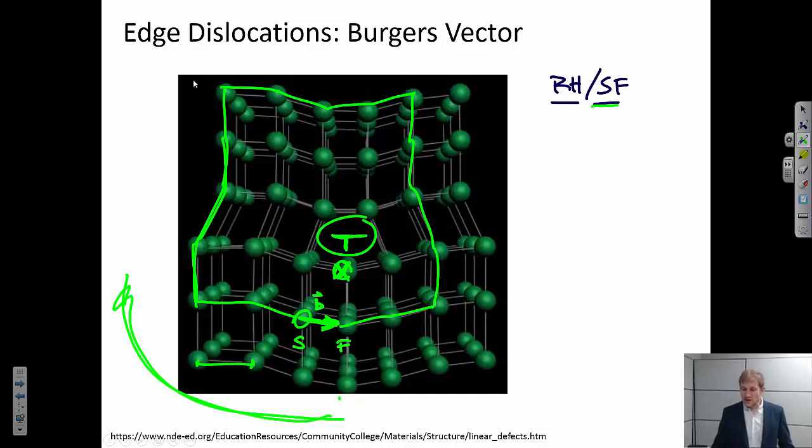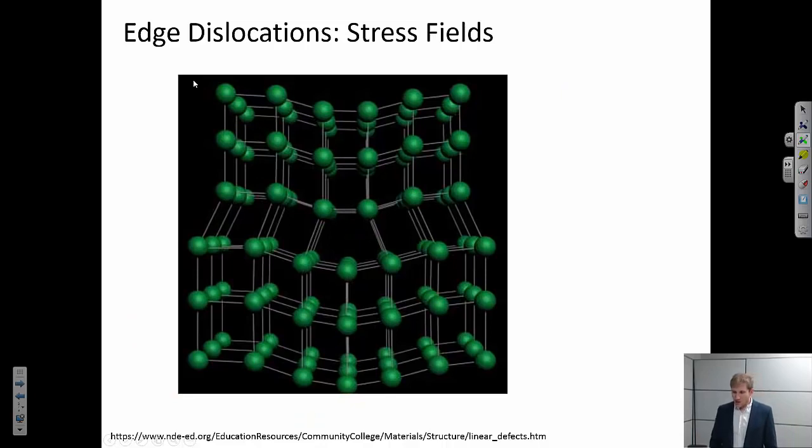So importantly, for the edge dislocations, we see that the Burgers vector is perpendicular to the dislocation, right? The dislocation is a vector that's going into and out of the page, and the Burgers vector is going from the left to the right. So those two are perpendicular. Okay.